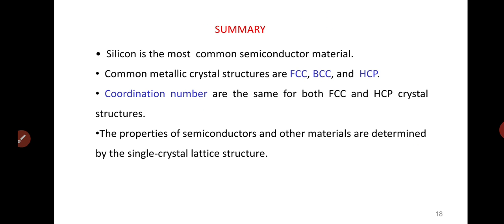Now let us summarize today's lecture. Silicon is the most common semiconductor material. Then common metallic crystal structures are FCC, BCC and HCP. And the coordination number for these structures is the same. And the properties of semiconductors and other materials are determined by their single crystal lattice structures.